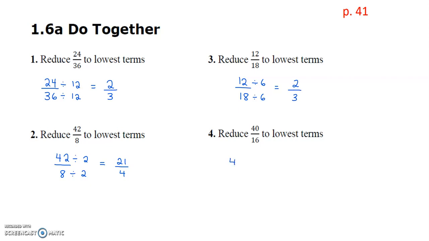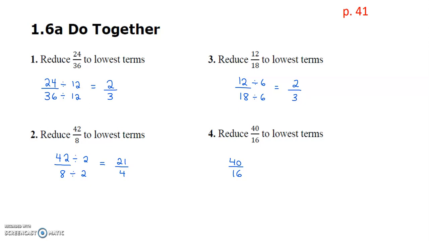And then number 4, we've got 40 over 16. Again, they're not asking for a mixed number, so I'm not going to go that route. I'm going to just start to divide them. The first thing that pops into my mind is a 4. I think I can do better than a 4, but I'm not sure. Let me think about something bigger.